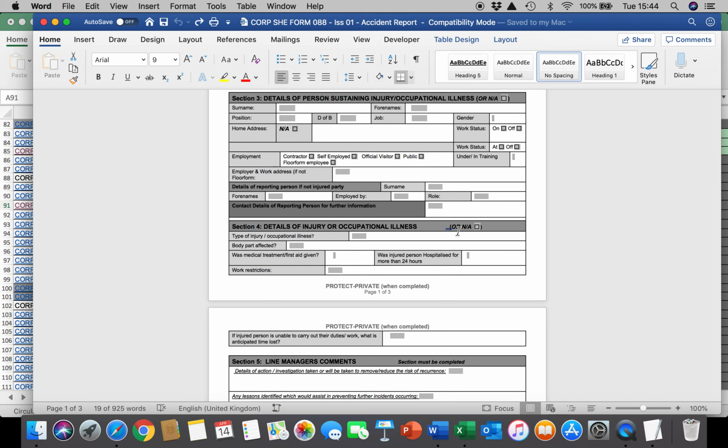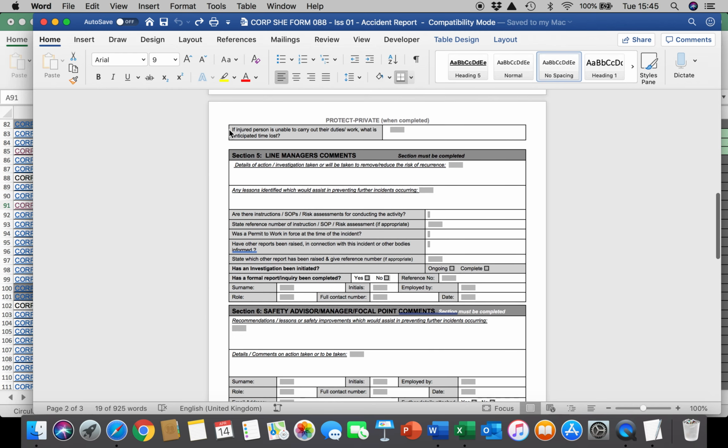Details of the injury. Okay, so type of injury, occupational injury, or illness, sorry. Body parts affected. Was medical treatment or first aid given? Was the injured person hospitalised for more than 24 hours? Yes or no? Any work restrictions that have been put on them after that hospitalisation? So if the injured person was unable to carry out their duties, what is the anticipated time lost?